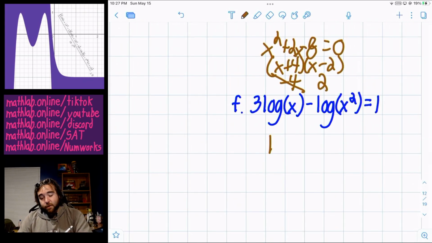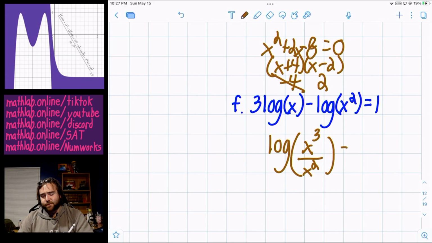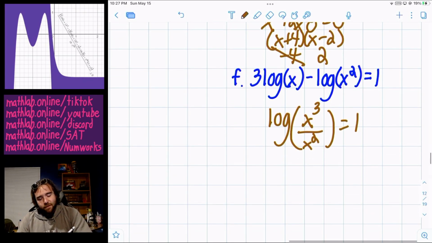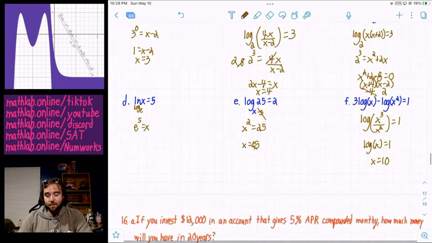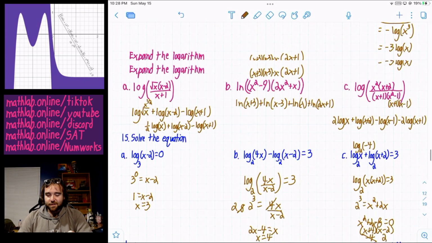All right, so here we're going to combine it into one log. So the log of x cubed over x squared equals 1. So it's just the log of x equals 1. So x equals 10. Okay. Yeah. Those were all really easy.